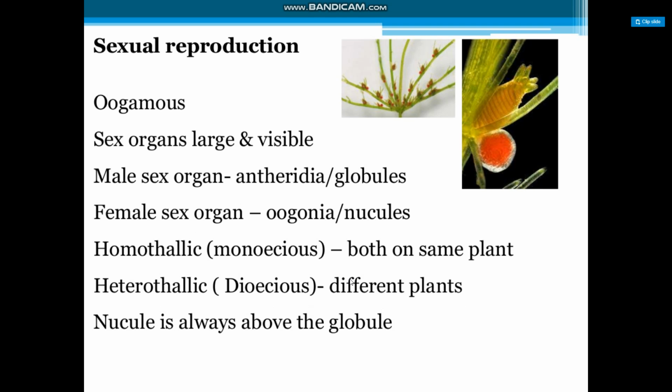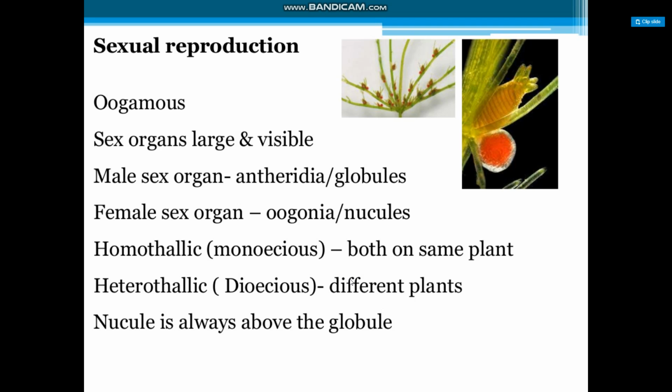Sexual reproduction: an oogamous type of sexual reproduction is found in Chara. The sex organs are large and visible. The male sex organ is known as antheridia, or globule. The female sex organ is known as oogonia, or nucule. Homothallic means monoecious, with both sex organs on the same plant, and heterothallic means dioecious, with the sex organs on different plants.